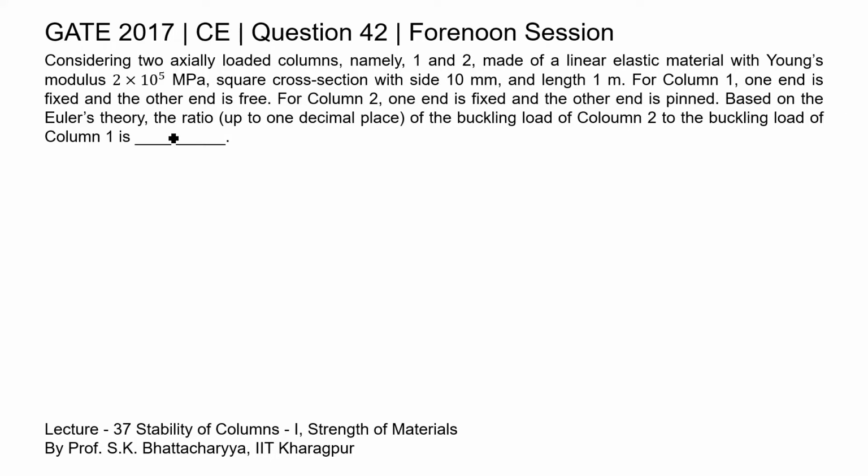Based on the Euler's theory, the ratio of the buckling load of column 2 to the buckling load of column 1 is. So, in this question, two columns namely 1 and 2 are given. The Young's modulus, the cross section and length of both the columns are same. For column 1, the end condition is one end is fixed and other end is free. And for column 2, the end condition is one end is fixed and other end is pinned. Now, we need to find the ratio of the buckling load of column 2 to the buckling load of column 1 as per Euler's theory.